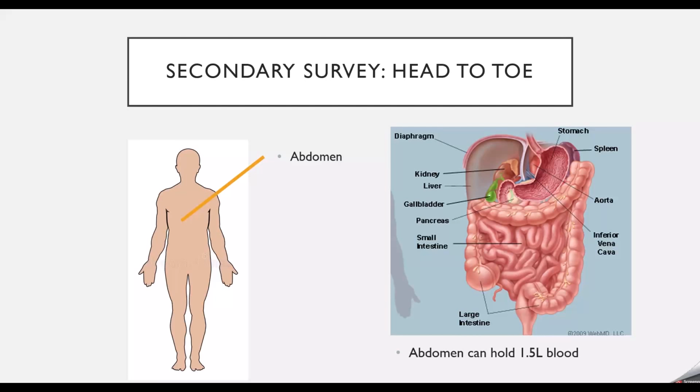Your abdomen has tons of issues as well. It also can hold 1.5 liters of blood, which is another magic number for level 3 shock. So you're going to want to be careful in that situation. That's why we're doing FAST exams. That's why we do CTs if the FAST is not diagnostic.